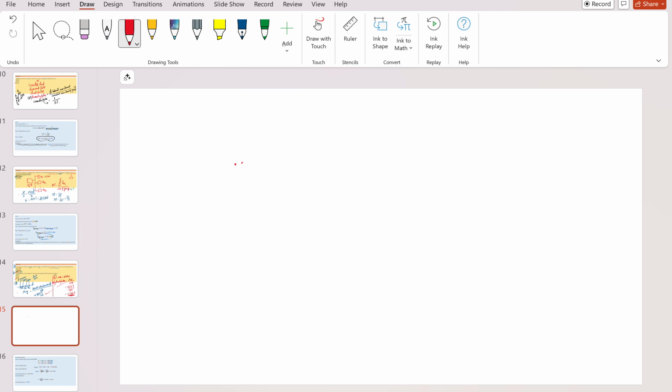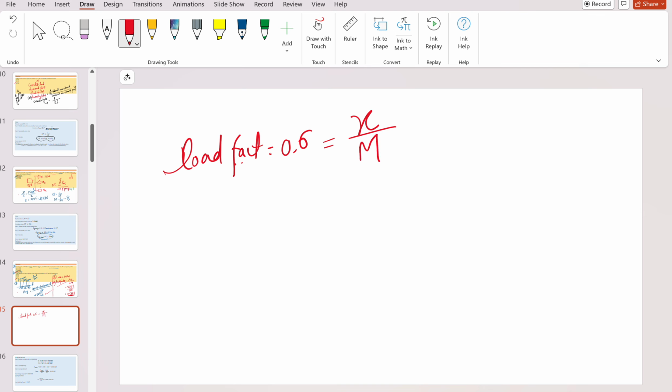Okay, suppose you have this load factor of 0.6, and the average loading is given as x. The maximum will be something. Suppose I have taken the m. From the m you can see some design constants are there, so the maximum will come out to be x divided by 0.6. Okay, this will be the maximum.